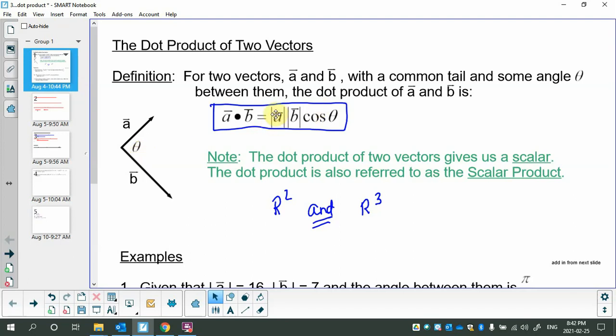Now, because this is a number value, magnitude or length, and this is a number value, magnitude or length, and this is a number value, that means you've got a scalar times a scalar times a scalar, so the dot product of two vectors actually is a scalar answer. So sometimes you will see the dot product also referred to as scalar product, but dot product is pretty popular.